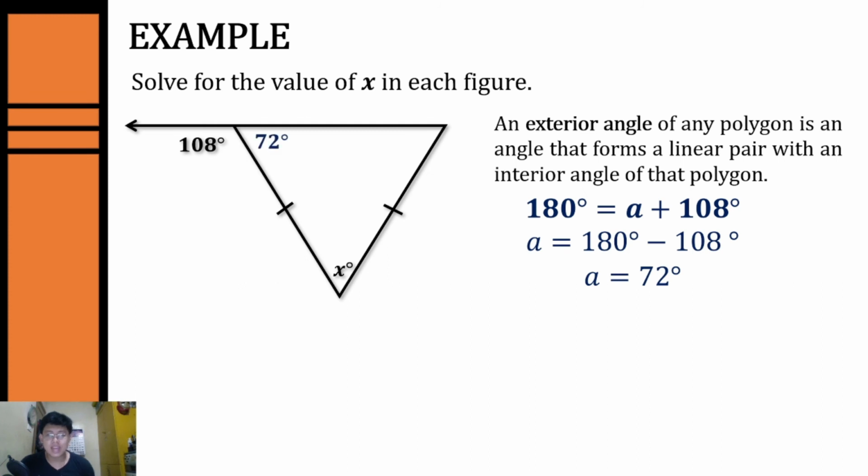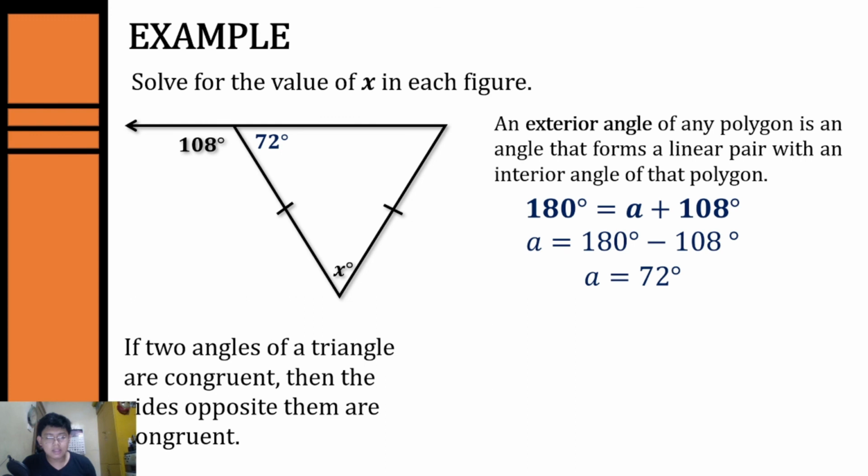Okay, so that is our first missing angle. We know that if two angles of a triangle are congruent, then its opposite sides are also congruent, or vice versa. If we have two sides that are congruent, their base angles will also be congruent. So this angle over here will also be equal to 72 degrees.